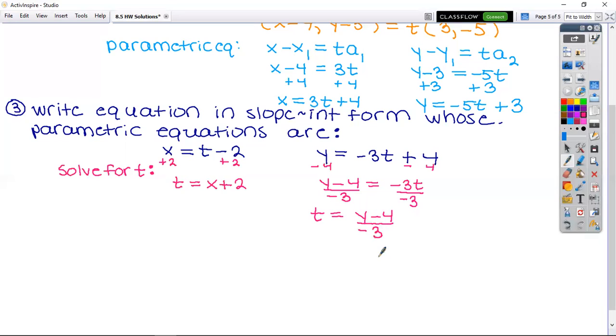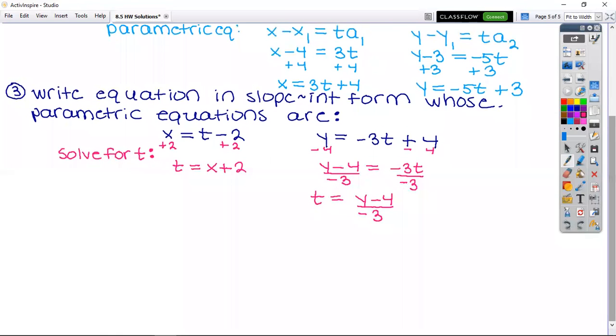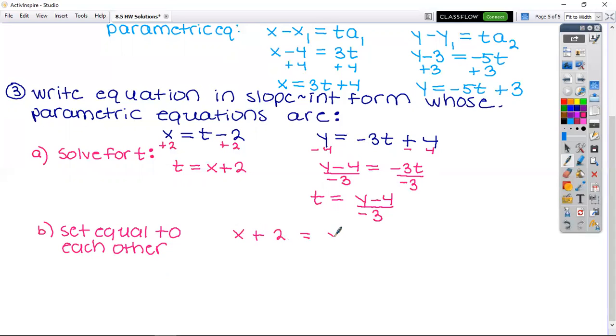And my last step is to set those equal to each other because they are both set equal to t currently. And I'll do this. So this is like part A, and then part B. I'm going to say set equal to each other. I'm going to set these equal to each other. So I'm going to take the x plus 2 equal to the y minus 4 over negative 3.